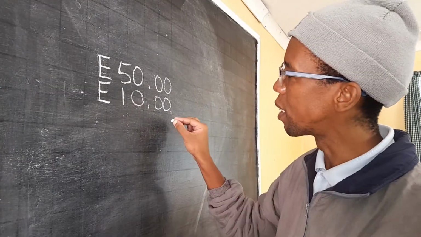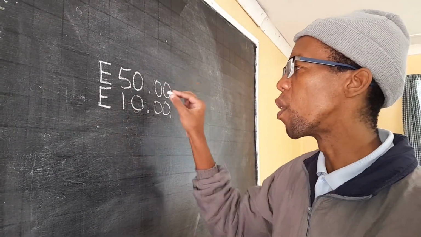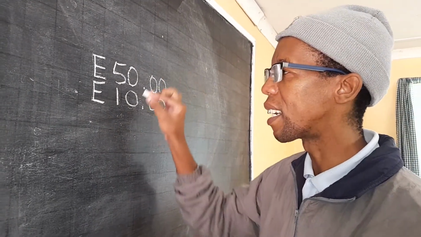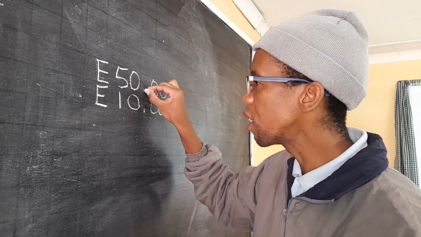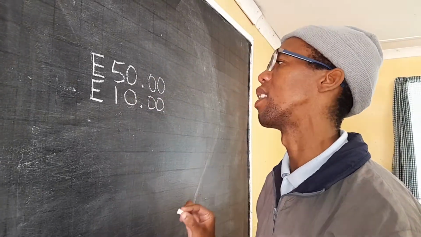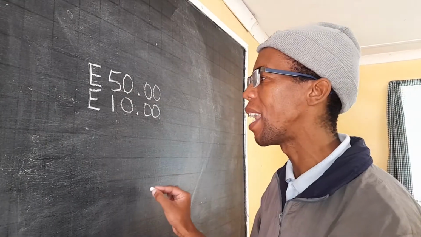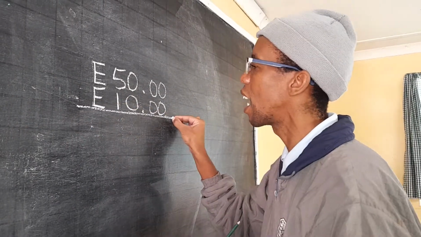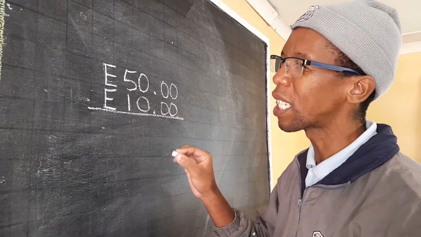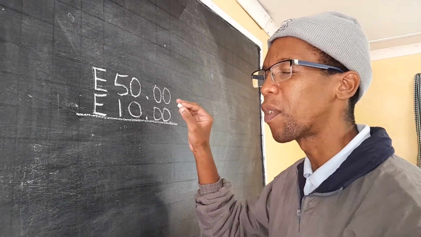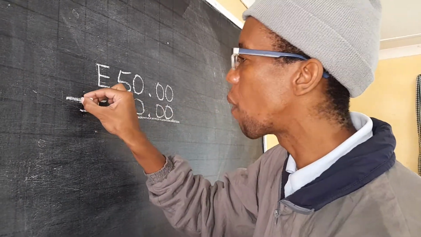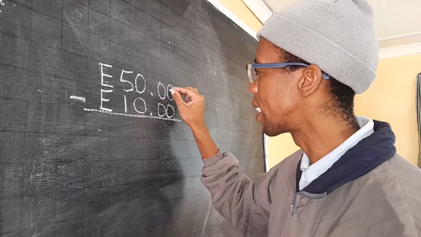The 0 must be straight to the 0 as we're doing with ones, tens, hundreds, and thousands. And this comma must also be opposite the comma. They must be in the same line. Okay, let us calculate this. Because we want to subtract 10 Emalangeni from 50 Emalangeni, we will put our subtraction sign and we start subtracting.